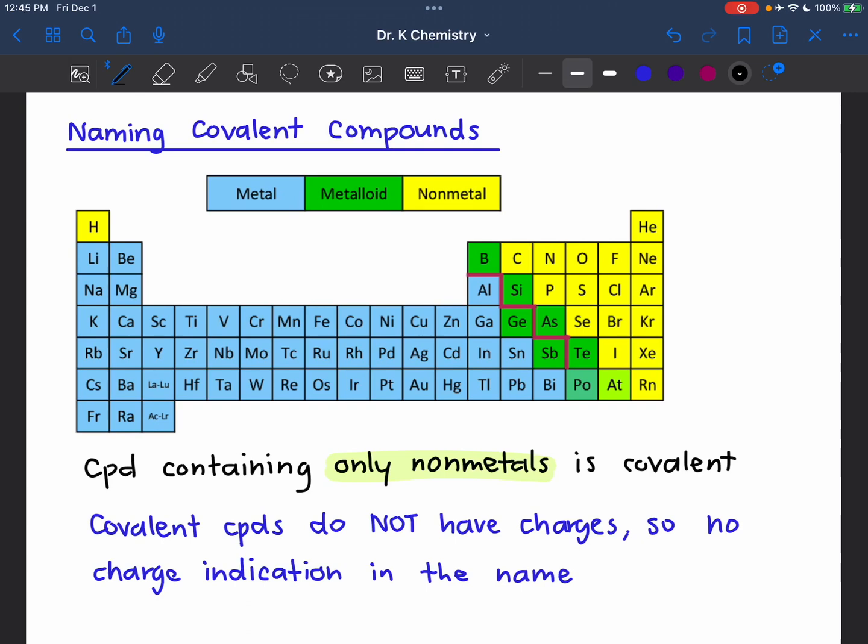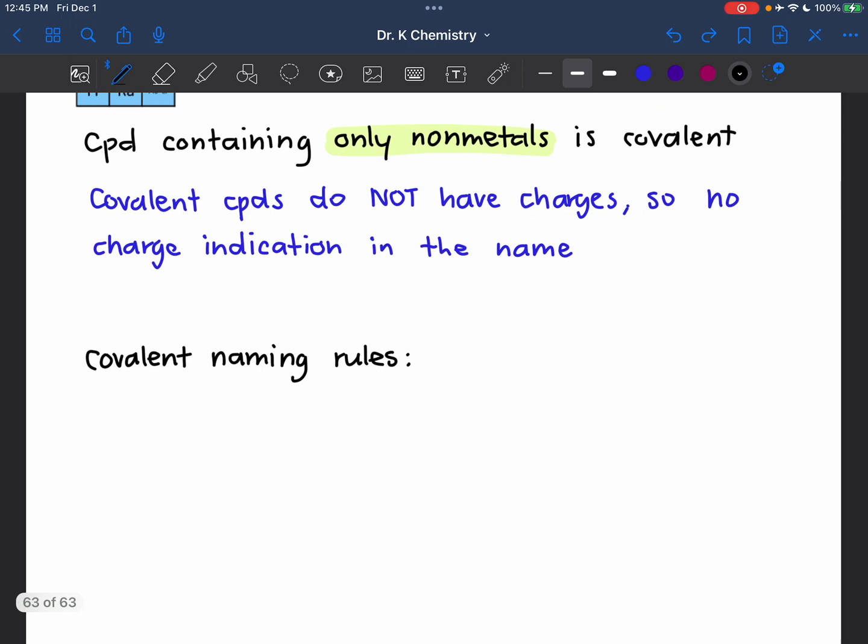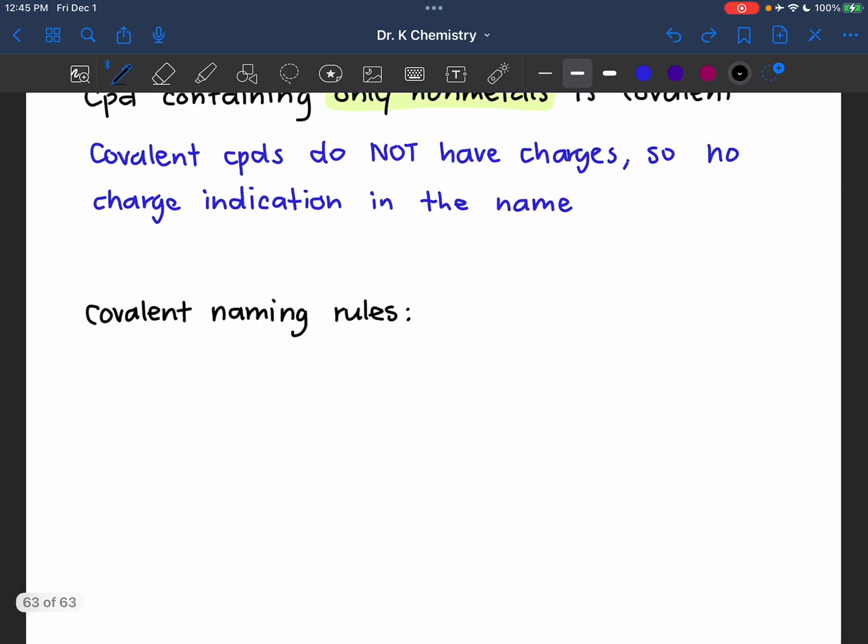Let's take a look at naming some covalent compounds. So compounds that contain only nonmetals are covalent, which means you're looking at the yellow region of the periodic table. If any of these are bonded to each other, they are covalent compounds. And since covalent compounds come in together and they share electrons, they don't have charges. And because there are no charges, we're not going to indicate any kind of charge in the name because they don't exist. So let's take a look at some of the naming rules for covalent compounds.